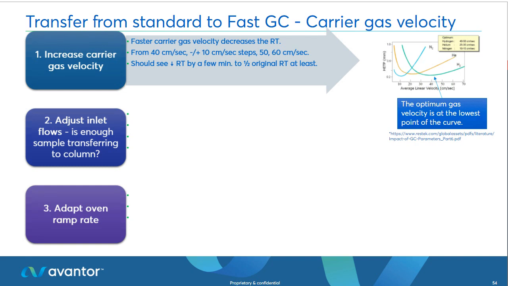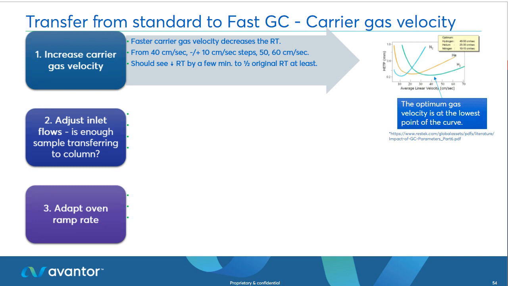You should see the retention time reduced by at least a few minutes, up to half the original retention time. And this is a way to know that it's going in the right direction. If you're seeing that drop in retention time, then that's the first step of achieving the fast GC. And again, this is just a reminder of the optimum gas linear velocities, and this is why hydrogen is very helpful, because we can go to those higher linear velocities.